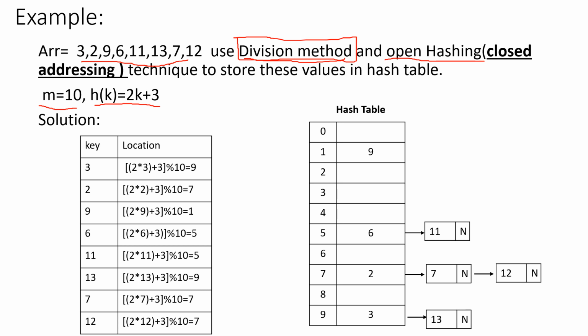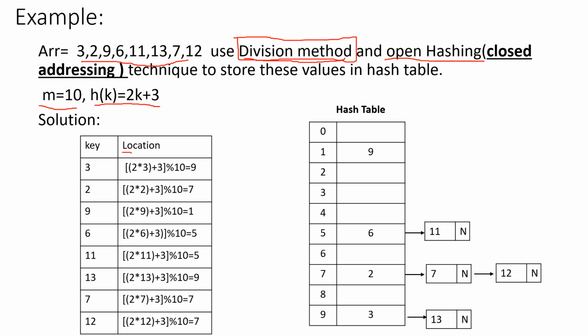Right? So I have formed that table. It is going to help you understand easily. That's why I have made that table here, and I have kept all these elements as keys in my table. Right? So 3, 2, 9, 6, 11, 13, 7, 12. I have kept them in this column.